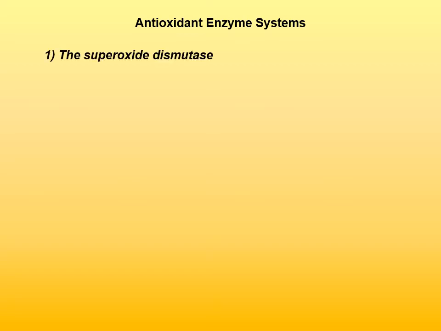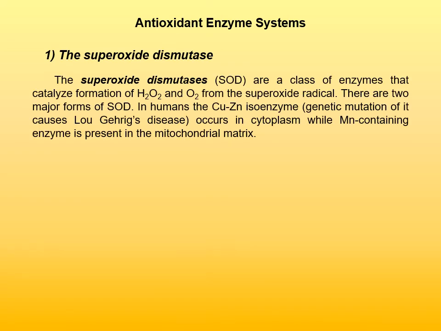The superoxide dismutases, or SODs, are a class of enzymes that catalyze formation of hydrogen peroxide and oxygen from the superoxide radical. There are two major forms of superoxide dismutases. In humans, the copper-zinc isoenzyme occurs in the cytoplasm, while the manganese-containing enzyme is present in the mitochondrial matrix.